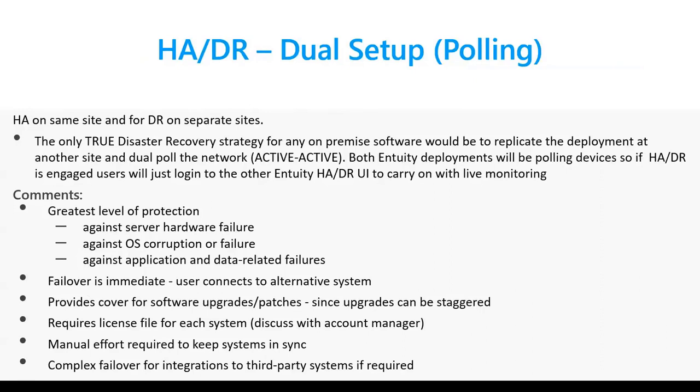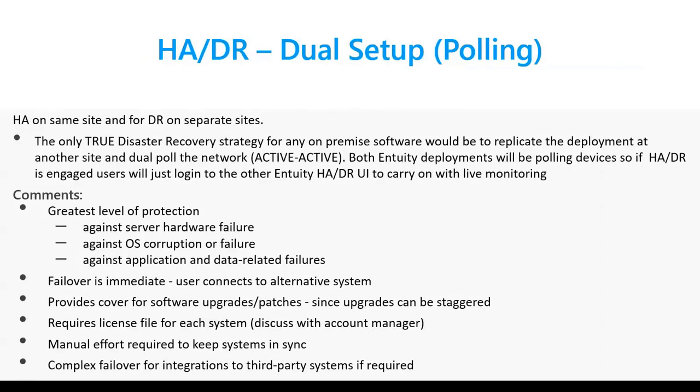The way it's set up, of course, is going to provide you the greatest level of protection of everything that we've discussed so far. It covers server hardware failure, OS corruption failure, and application and data related failures. Failover is immediate. Users just connect to the alternate system. It provides cover for software and upgrade patches, so you can move everybody over to the secondary while you upgrade the first, and then switch everybody back to the primary UI when you upgrade the secondary one.